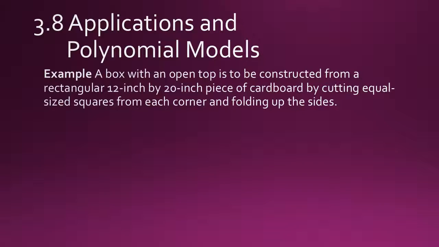All right, now for a little application problem. We have a box with an open top, and we're going to make it from a rectangular 12 by 20 inch piece of cardboard. We're going to do this by cutting equal size squares from each corner and folding up the sides. Now we've done this before where we knew the size of those squares. This time we don't, so we're going to have to use an x for those.